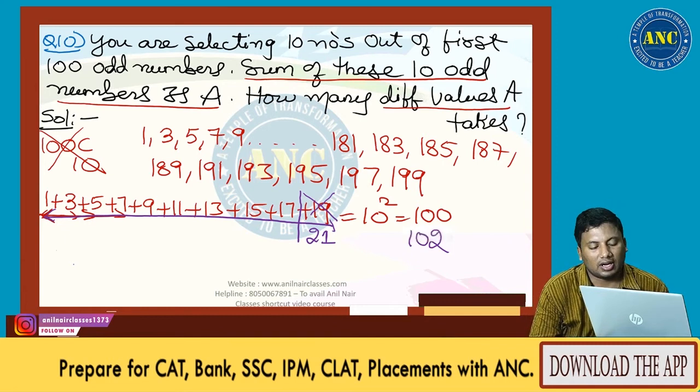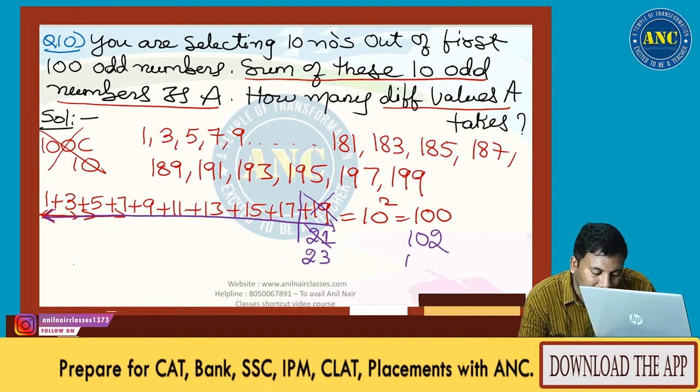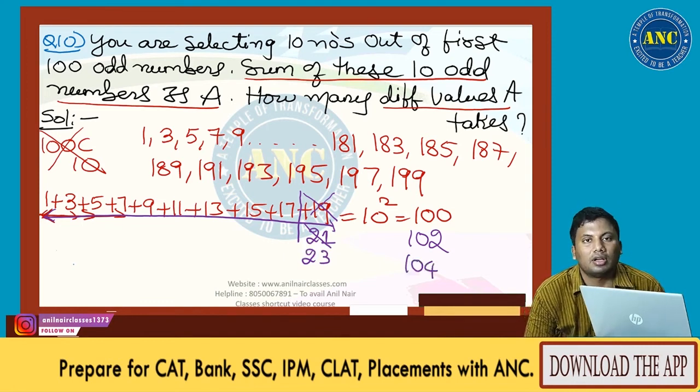Yes or no? Right? If I replace 19 with 23, till 17 it is 81. 81 plus 23 is 104. Am I right? If I am replacing 19 with 21, I am getting 102. If I am replacing 19 with 23, I am getting 104.